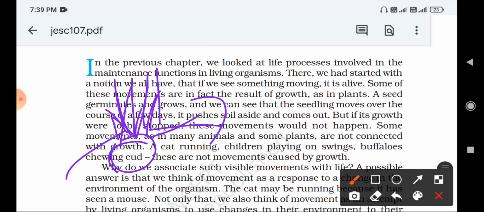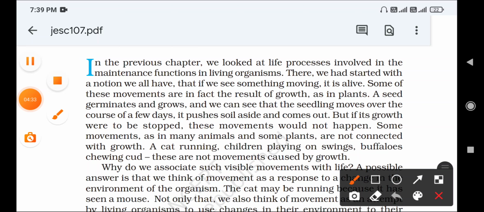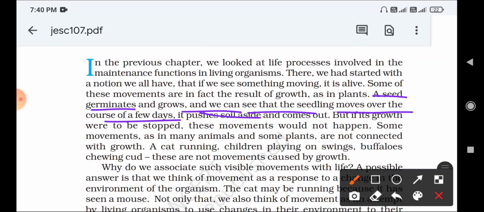It does not take place in one or two days; it takes several days. After a few days the seed germinates. This is the growth-related movement that is given here: a seed germinates and grows, the seedling moves over the course of a few days, and it pushes the soil aside and comes out. But if its growth were stopped, these movements would not happen. If we stop the growth of the seed, the seed does not grow.